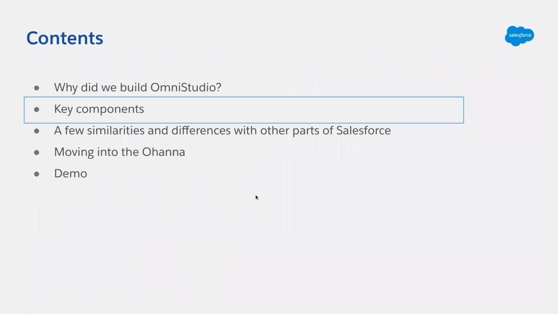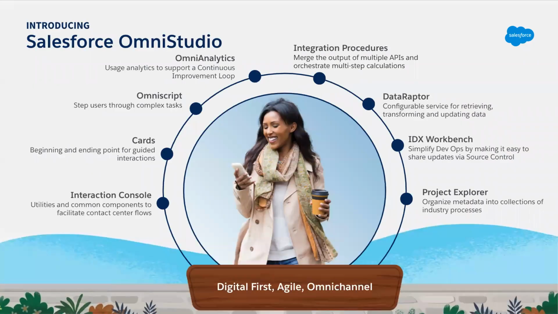All right, let's talk about key components. This is called the walk the clock slide. I'm sure everybody's seen many versions of this within Salesforce decks. This highlights many of the key components that make up OmniStudio. It doesn't include every last element, but it includes some of the major ones that I'm going to talk about today.